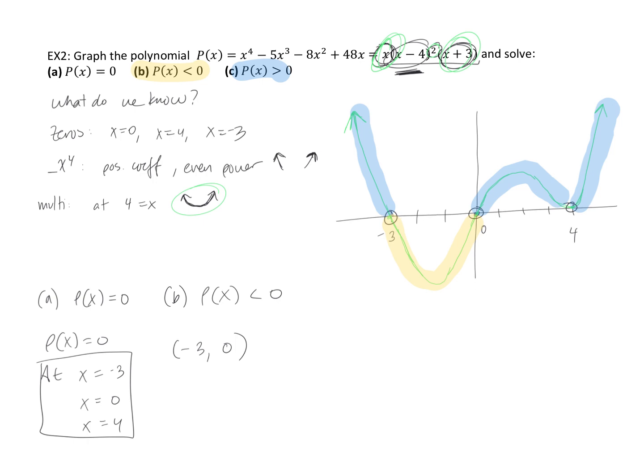So for C, where p of x is greater than 0, we are looking at the intervals. Negative infinity all the way up to negative 3, but we stop. Then we union again at 0. We start again until we hit 4. We have a small pause because again we can't let it be equal to 0, just greater than. Then we union and we continue on from 4 to positive infinity.